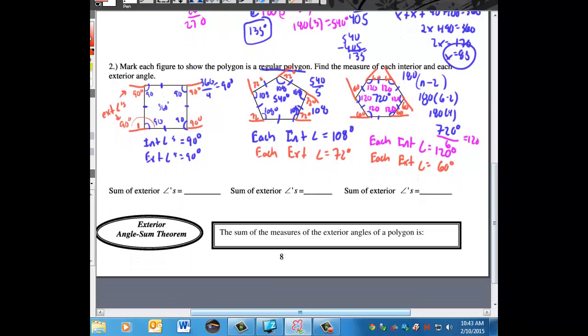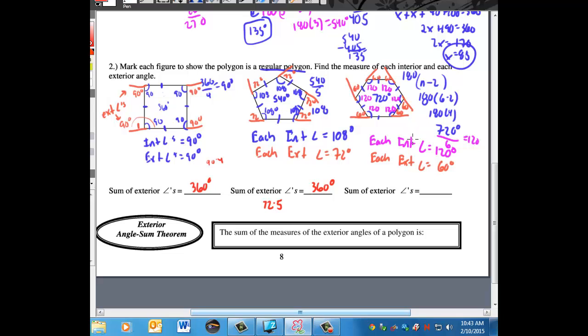Alright, next, we're being asked to find the sum of the exterior angles for our square. So each exterior angle is 90. We have 4 of these angles, so 90 times 4 would give us 360 degrees. Next, the sum of all exterior angles. We have 5 exterior angles. They measure 72. So 72 times 5 would give me 360 degrees.